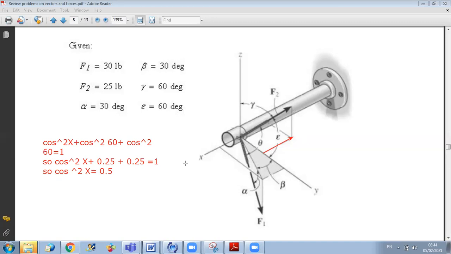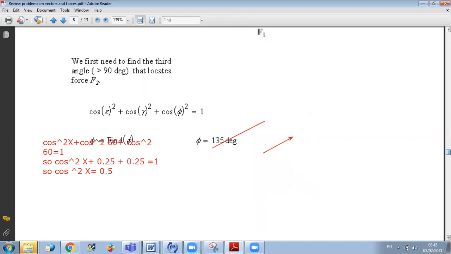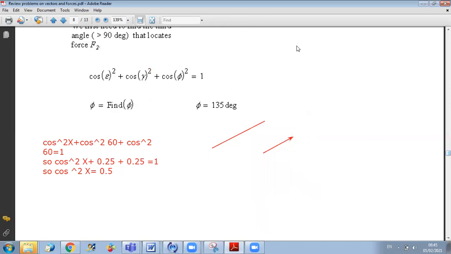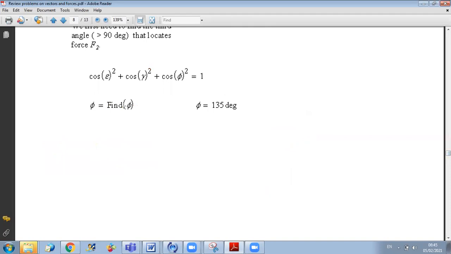However, to have a value of f2x negative, the angle between f2 and the x-axis should be higher than 90. And here it's clear in the figure that it's higher than 90. Sometimes in 3D, I cannot rely a lot on the figure, okay? So what I look at is the x component sign. So here we can see that I get two possibilities for phi, plus 45 or 135 degrees.